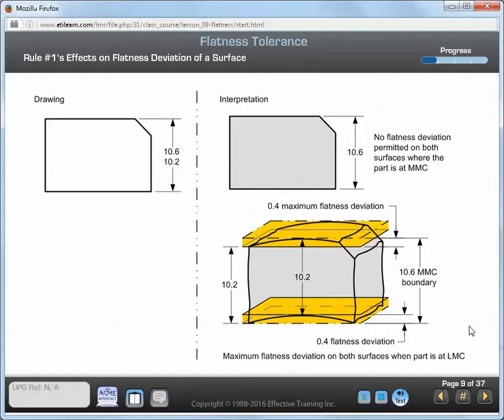Since rule number 1 provides an indirect flatness tolerance, you should not specify a flatness tolerance unless it's a refinement of the size tolerance. This figure illustrates an example of how rule number 1 affects the flatness deviations of the surfaces on a feature of size.